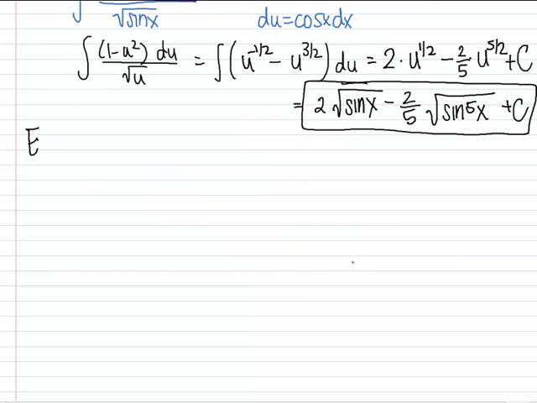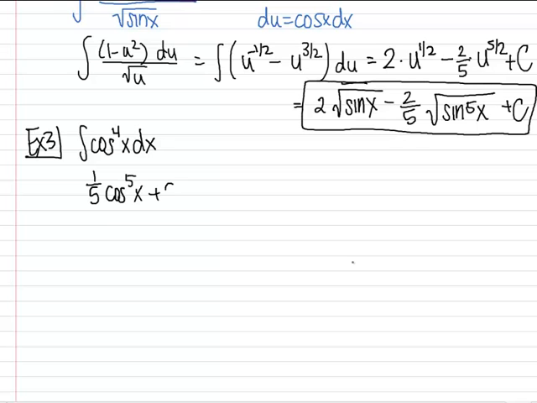Alright, example 3. What about cosine to the 4th x dx? So, just cosines in there. Can I do the power rule? Is this going to be 1/5 cosine to the 5th x plus c? Think about that. Looks good, right? Problem is the chain rule. We don't have a sine in there. So we need to be a little creative. We need to do something different.